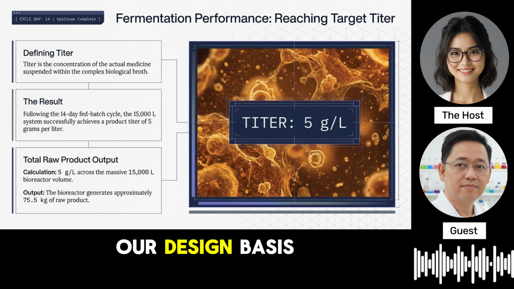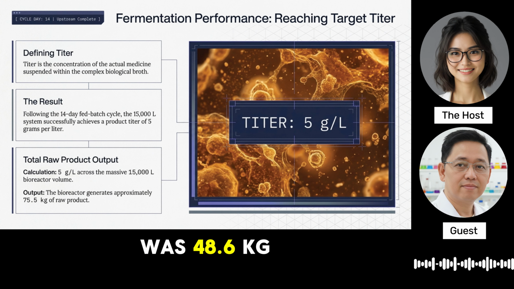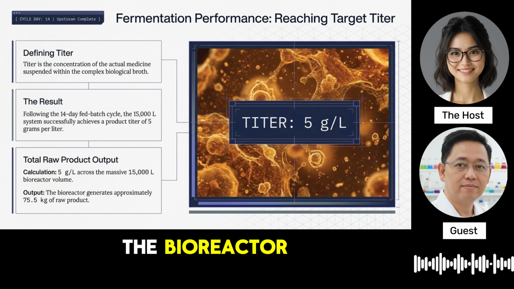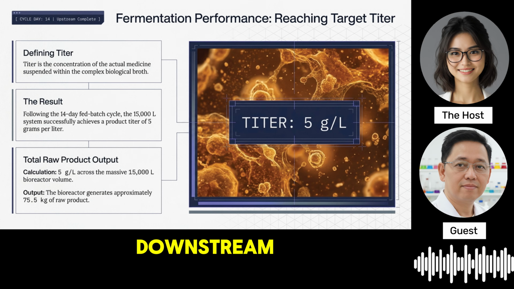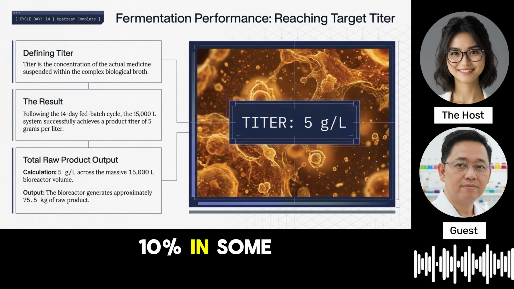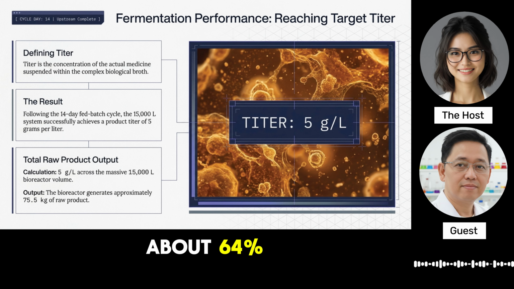But if we look back at our design basis contract, what was our target? The target was 48.6 kilograms of purified product. Exactly. We have 75.5 kilograms of raw product in the bioreactor, but we only need 48.6 kilograms at the end. Why the massive discrepancy? Well, because the software knows we're going to lose a ton of it during the downstream purification steps. You lose about 4% just spinning the solids out in the centrifuge. You lose another 10% in some of the chromatography sponge steps. Right. The overall downstream yield is only about 64%.